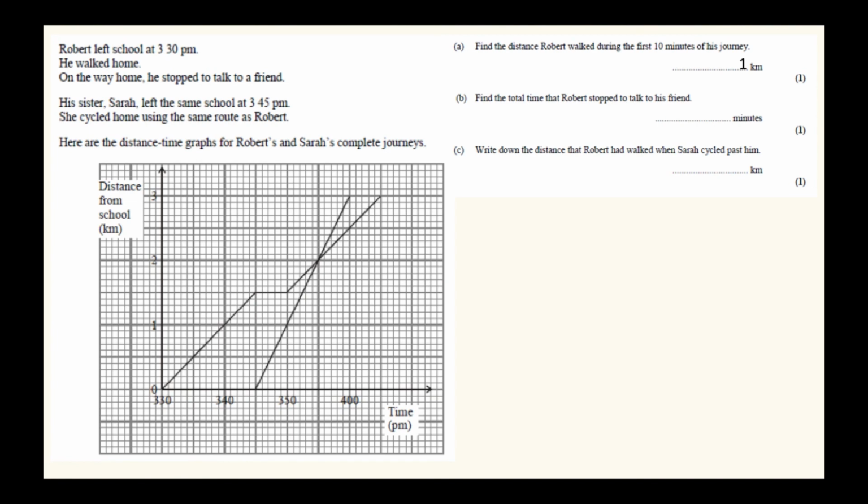Question B says to find the total time that Robert stopped to talk to his friend. So we need to look for the straight line because that's where he stopped. And every 2 squares is 10 minutes. Well, that's only 1 square, so it must only have been 5 minutes. Finally, question C says to write down the distance that Robert had walked when Sarah cycled past him. So when Sarah cycles past, it's when the lines cross. So it's just there. And if we have a look over at the distance scale, it's 2 kilometres.